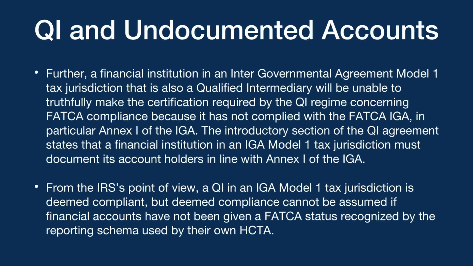The introductory section of the QI agreement states that a financial institution in an Intergovernmental Agreement Model 1 tax jurisdiction must document its account holders in line with Annex 1 of the IGA. From the IRS's point of view, a QI in an IGA Model 1 tax jurisdiction is deemed compliant, but deemed compliance cannot be assumed if financial accounts have not been given a FATCA status recognised by the reporting schema used by their own host country tax authority.